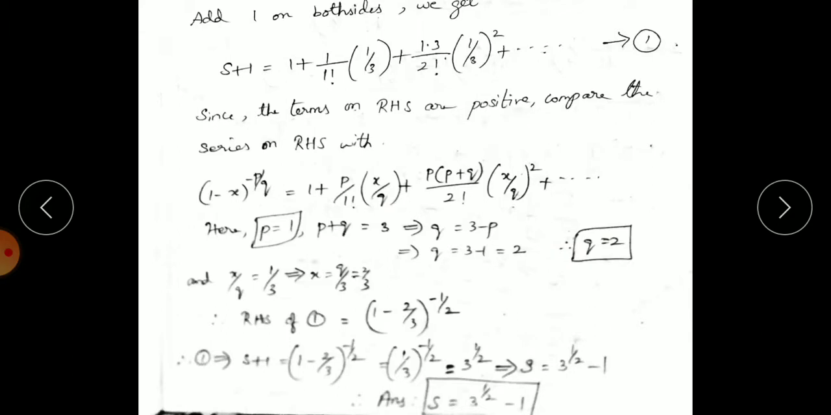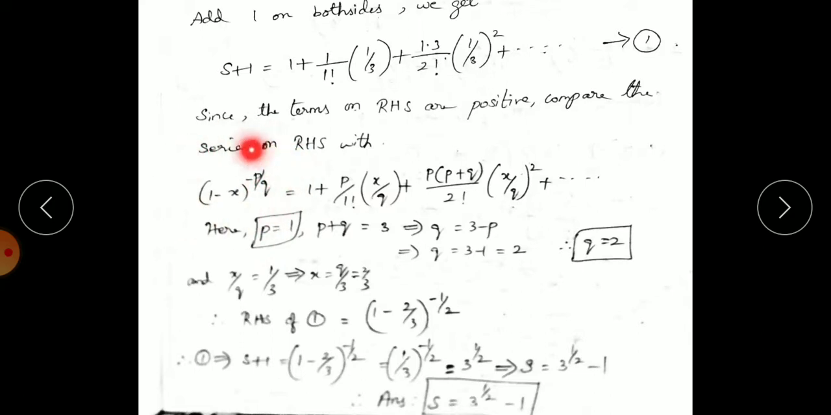Now x by q. What is x by q? Here this value is x by q, then this is x by q square. So x by q is 1 by 3. So from that x is equal to q by 3. So q is 2, so x is 2 by 3. Now we are getting the p, q and x values.